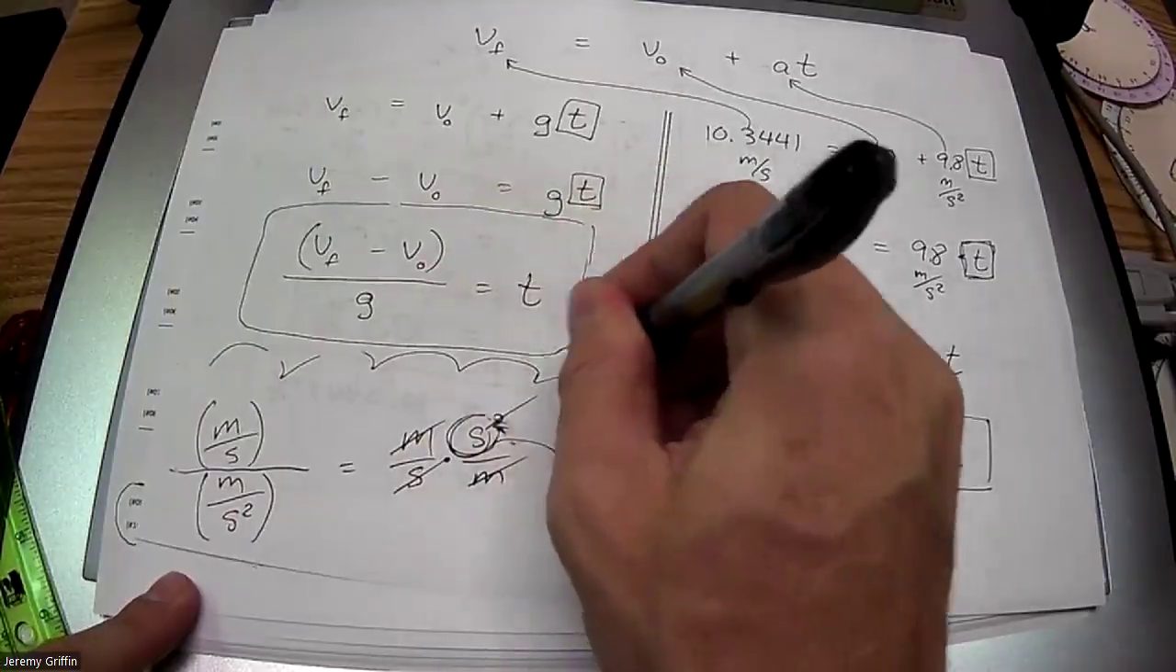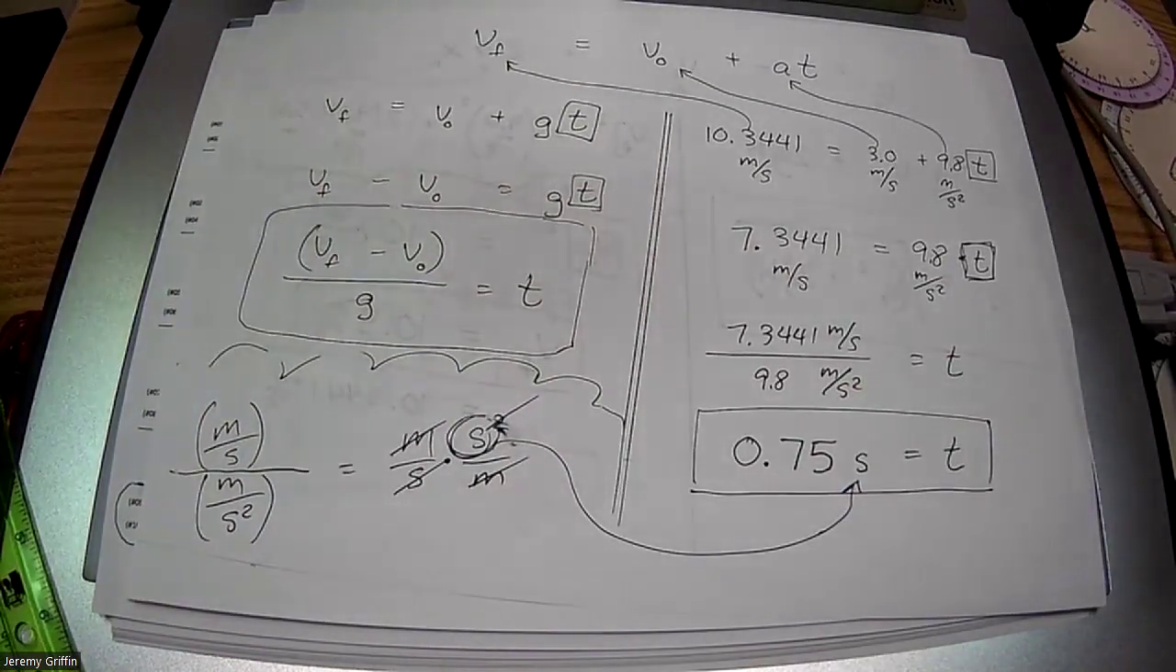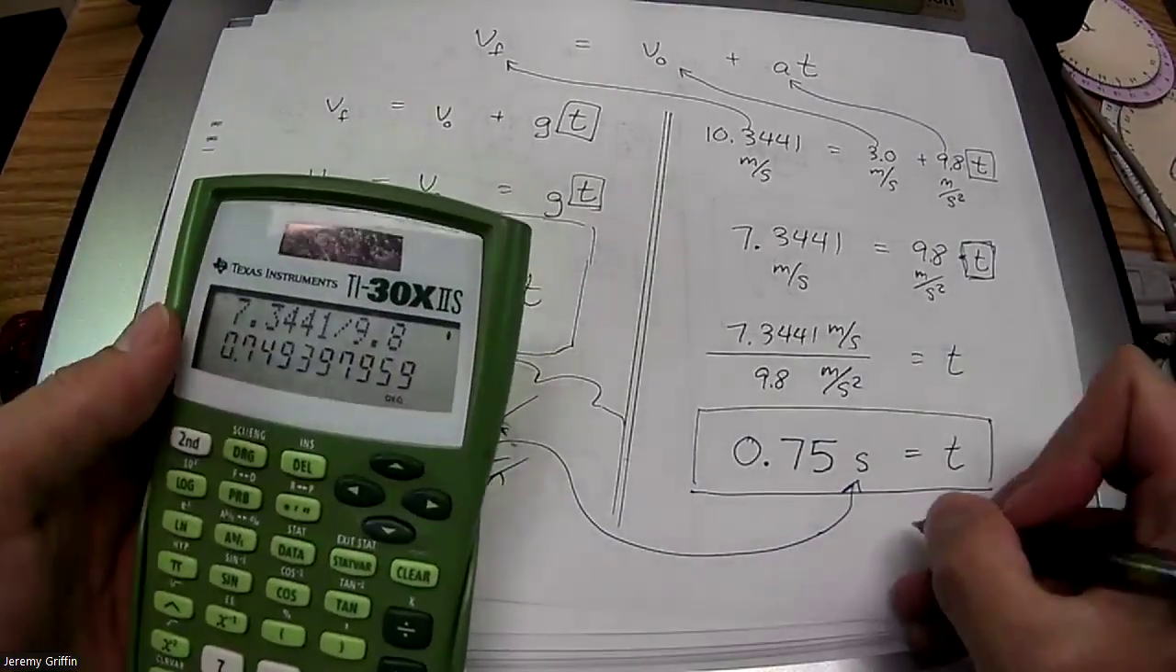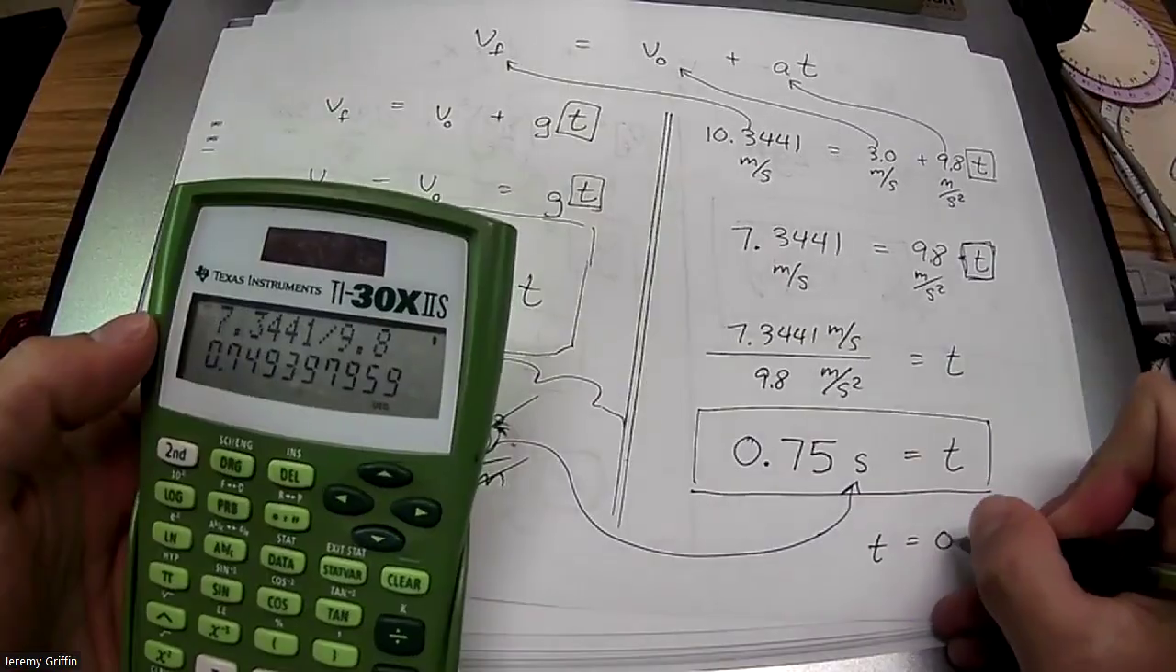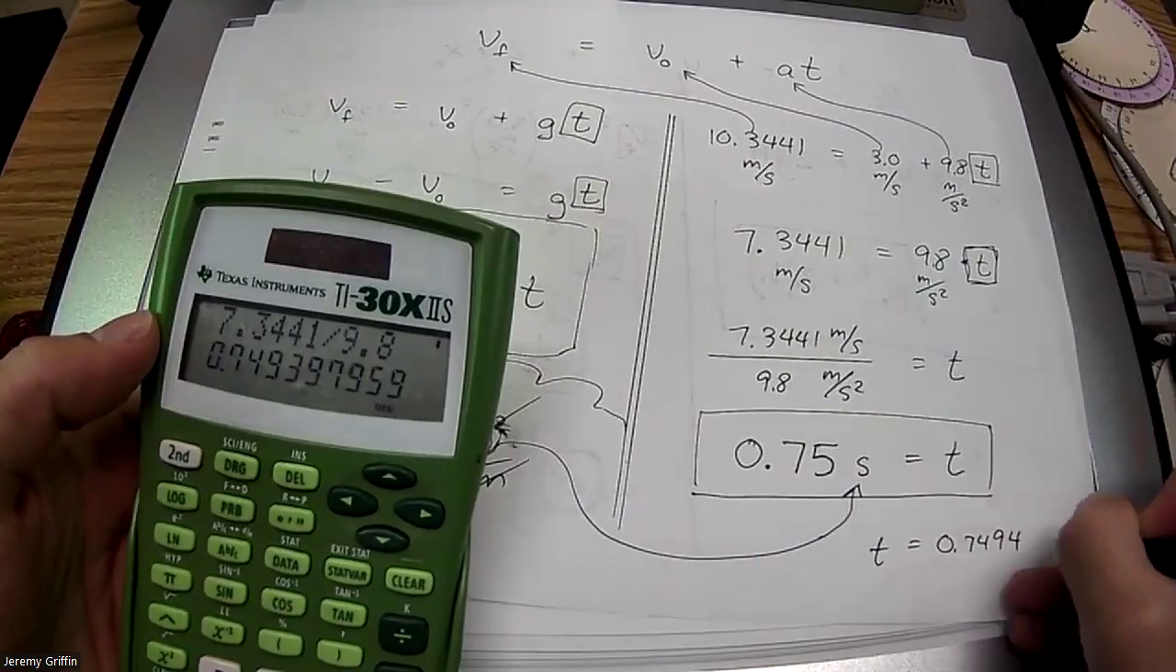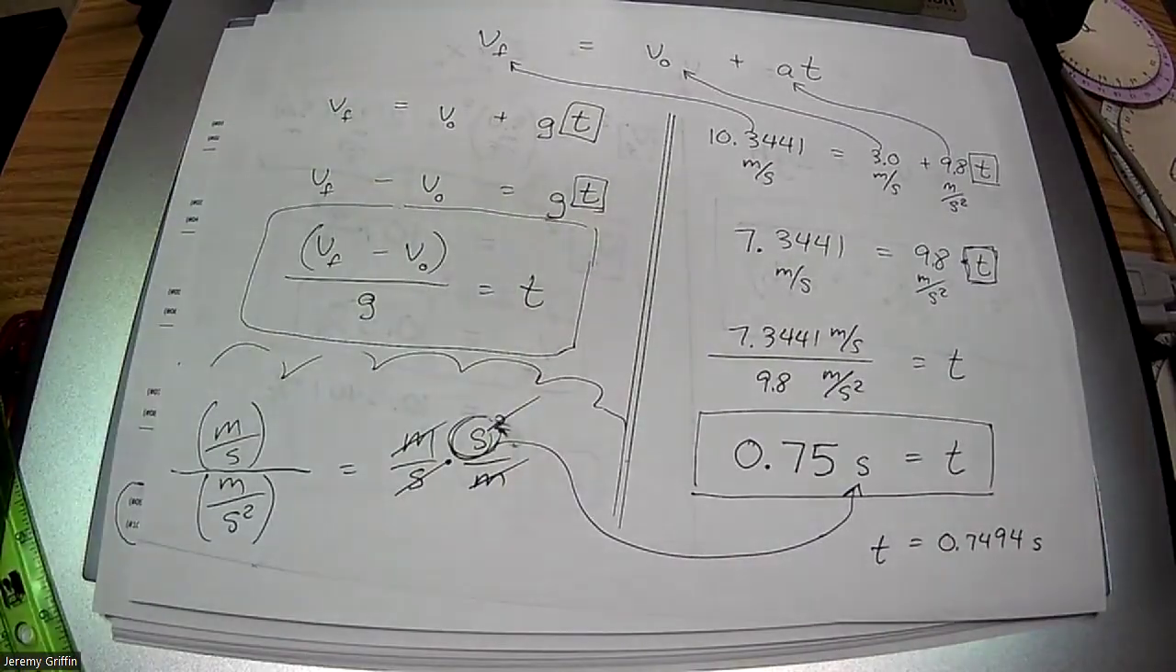So I'll write down t. It actually equals 0.7494 seconds, in case I need the precision for later. You guys all right?